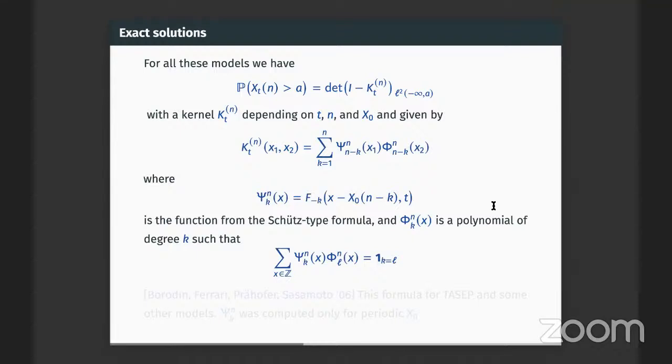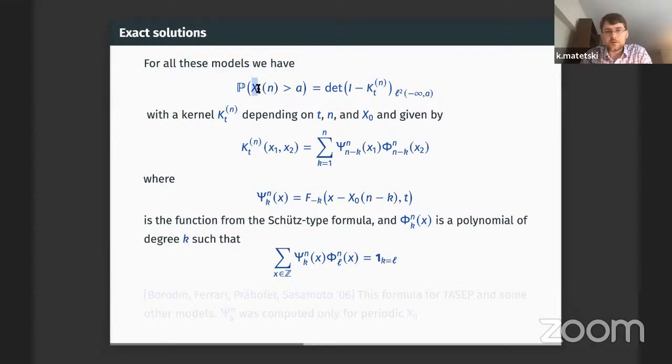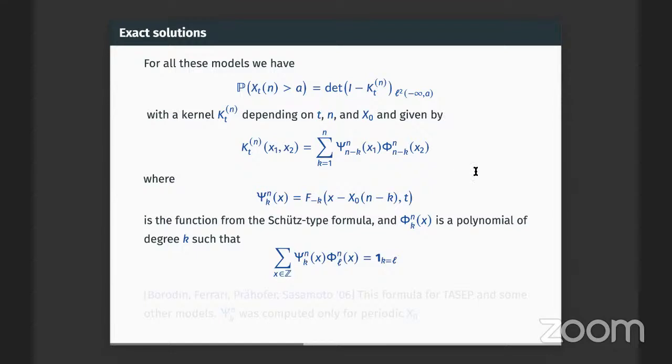Sorry, what is X_t(n)? What is this random variable? How is it connected with the process? X_t(n) in the first formula. Yeah, this is the configuration of particles at time t, X_t, and then n is the number of the particle. This is the nth particle at time t. Thank you. You're welcome.